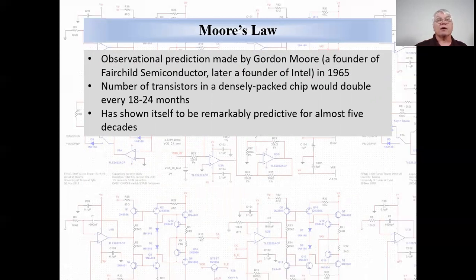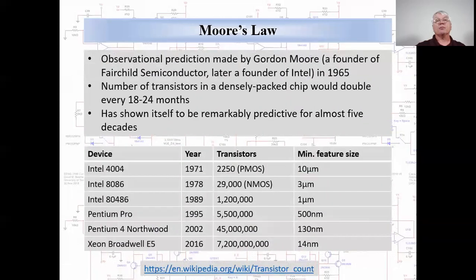Let's look at some numbers for comparison. Here we have the world's first microprocessor, the Intel 4004, which used 2,250 PMOS transistors. And compare that with the Intel Xeon Broadwell E5 from 2016, a CMOS device that used 7.2 billion transistors, introduced only 45 years later. And look at the feature size, a 10 micrometer feature size in the Intel 4004. 45 years later, 14 nanometers.